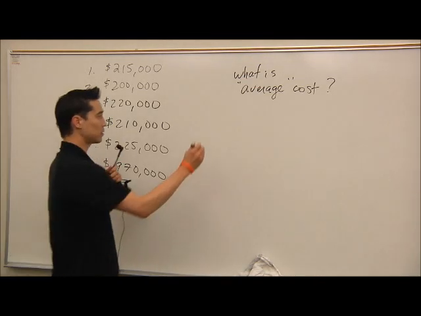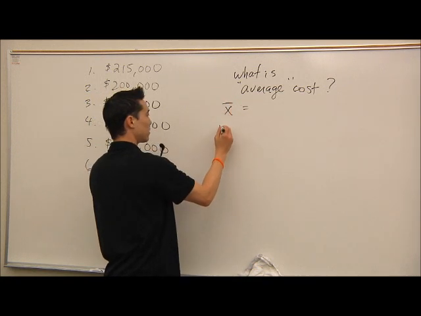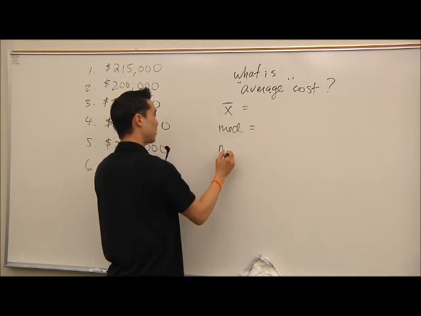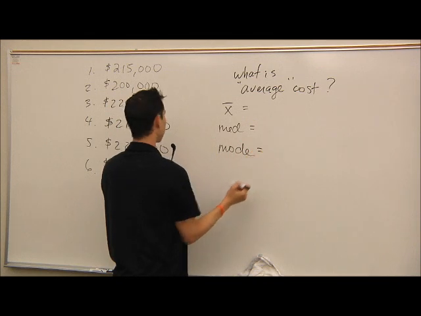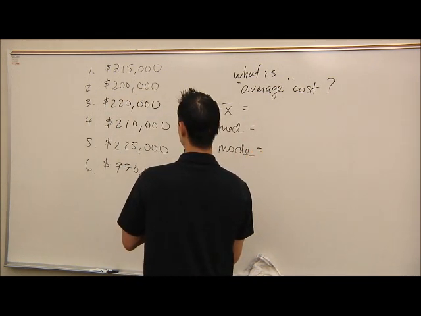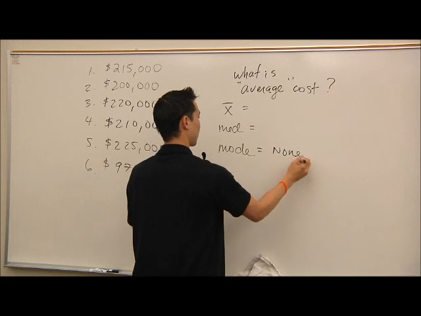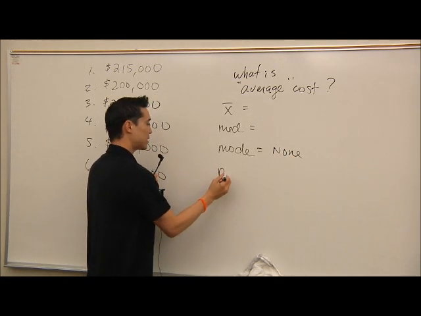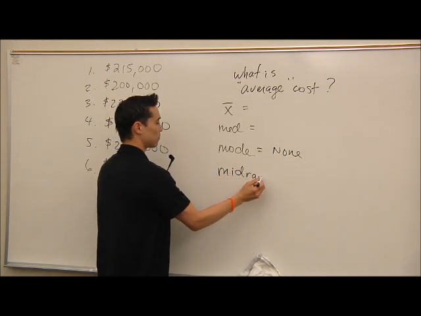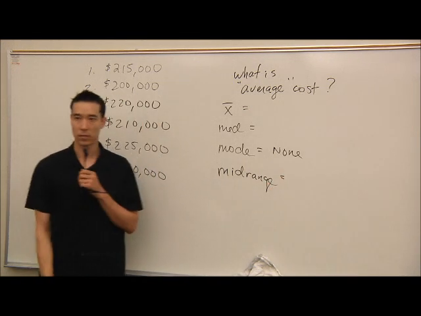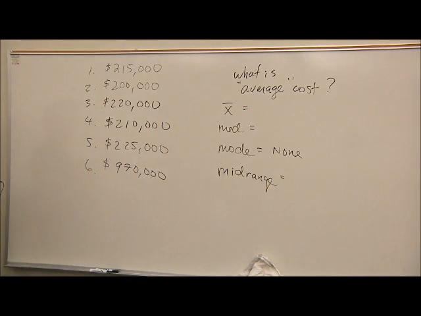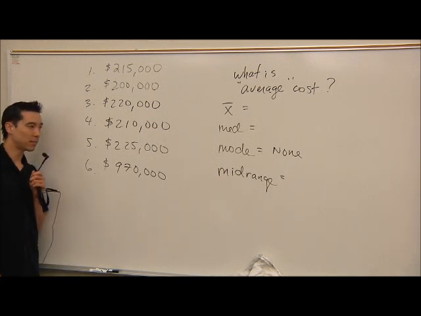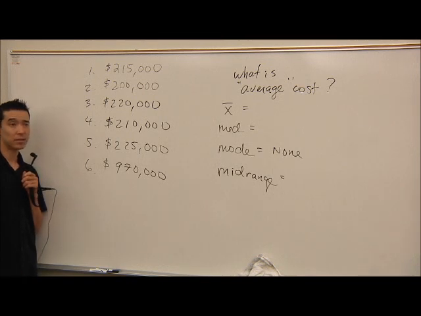Tell me what X bar is. Tell me what the median is. Tell me what the mode is. Actually, I'll tell you what the mode is. The mode is none. Okay, so I did one for you. And tell me what the mid-range is. And then let's talk about these values once we obtain them, okay? So take a few minutes, find the mean, find the median, find the mid-range. There is no mode because no value occurred more than the others.